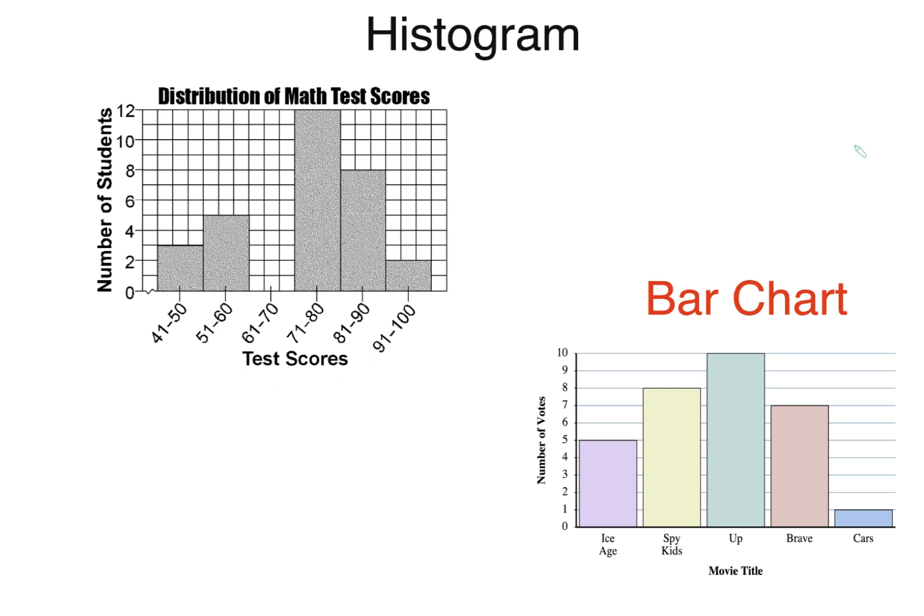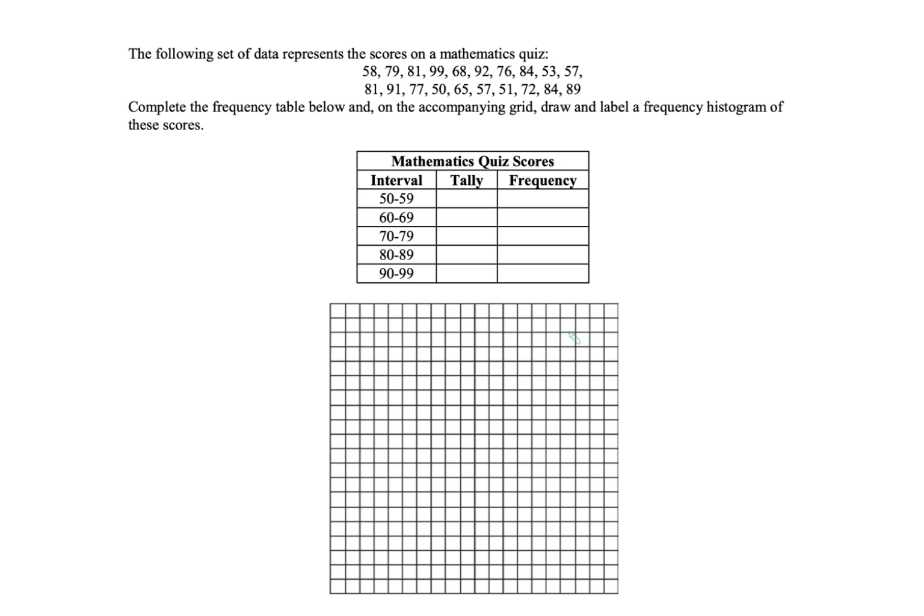So let's get started. I know on the test they're not going to ask you to create a histogram, but I'm going to show you how to. It's very simple. Here it says the following set of data represents the scores on a mathematics quiz. Notice this is a lot of data here. We have 2, 4, 6, 8, 10, 12, 14, 16, 18, wow, 20 data points. The first thing we have to do is complete the frequency table below. And then on the accompanying grid, we have to draw and label a frequency histogram of the scores.